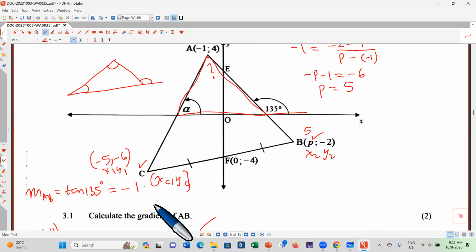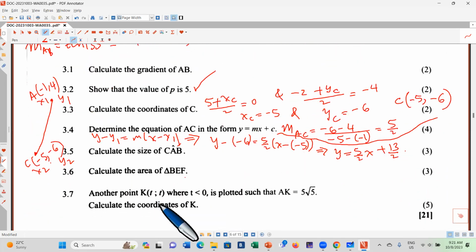So the gradient of the line segment AC must be the tangent of the angle of inclination. And this is 5 over 2. This is good news. What is alpha? From this we are able to see that alpha is actually arctangent of 5 over 2. Arctangent of 5 over 2. So we continue now.